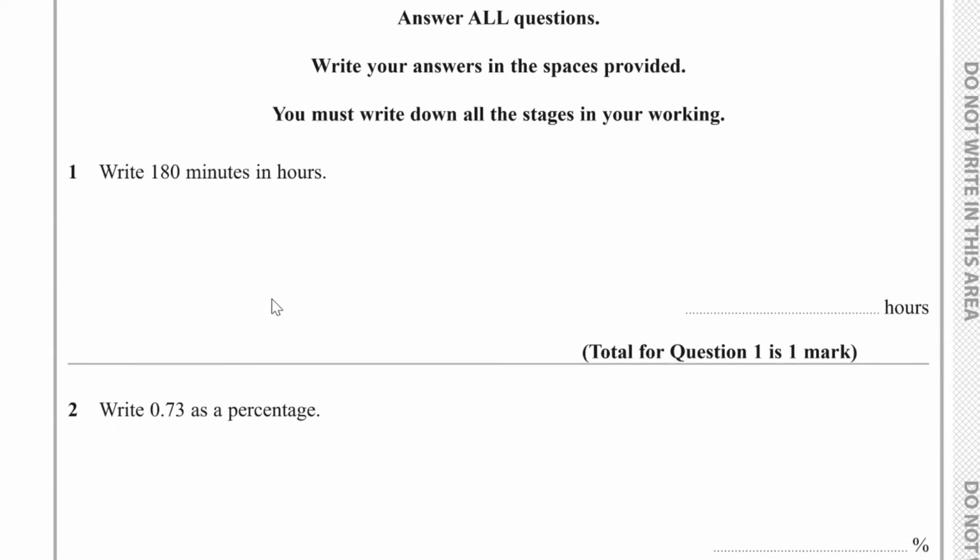So to go from minutes to hours, let's write this down. Minutes to hours, we would have to divide by 60. And therefore, hours to minutes, we would have to multiply by 60. So to convert 180 minutes into hours, 180 divided by 60, you'd find this to be 3. So 180 minutes corresponds to 3 hours.